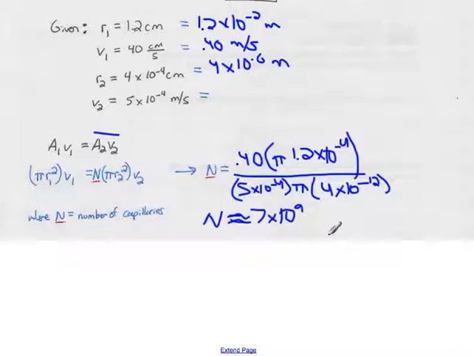There's about that many capillaries. What is that, 7 billion? A lot of capillaries. That makes sense, though, because there's lots of little teeny, tiny things. Okay, let's look at another problem.